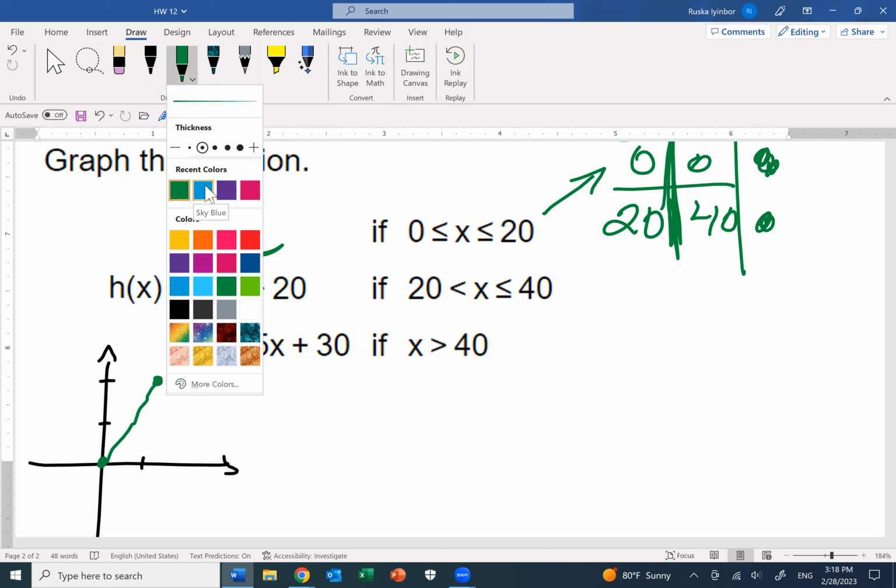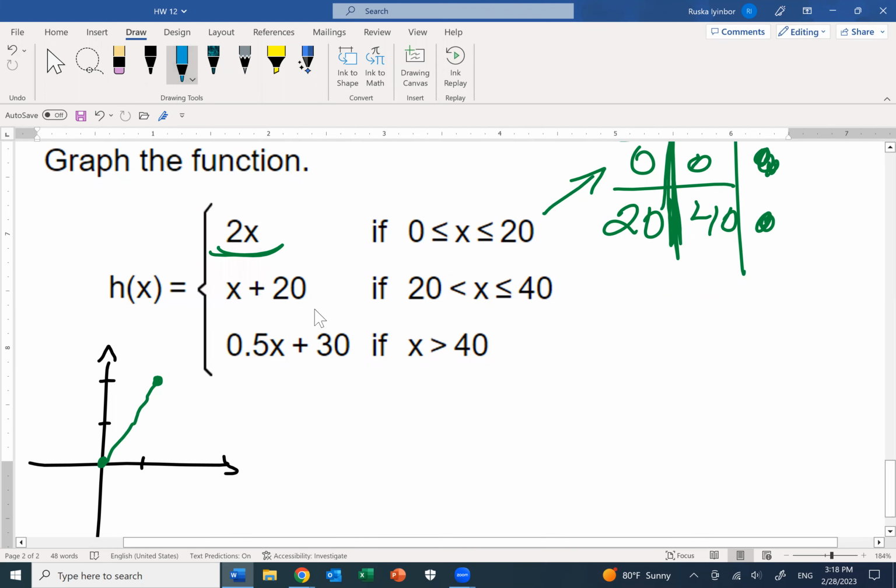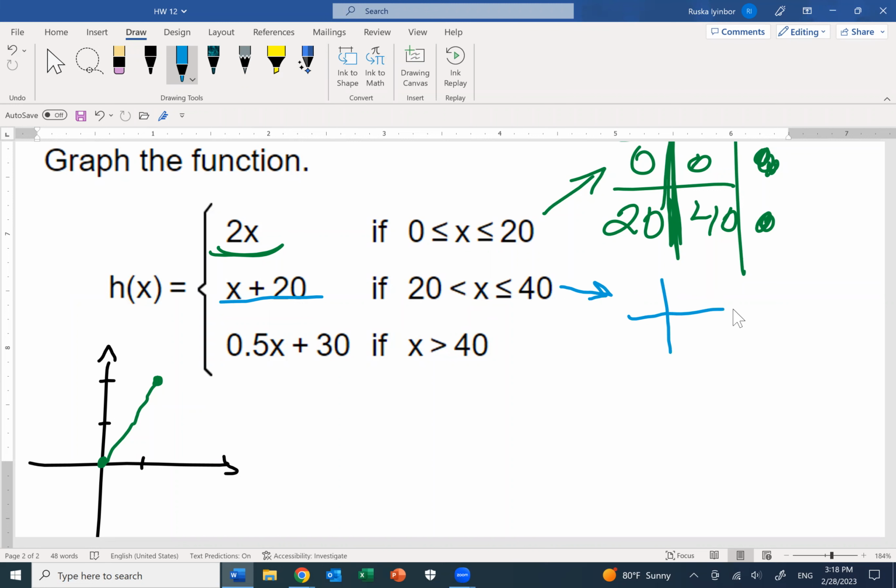Then you're going to look at the second piece, which is x plus 20. Now the x is going to be between 20 and 40. So the table for the second graph is going to have x. The first x is going to be 20. And the second x is going to be 40.